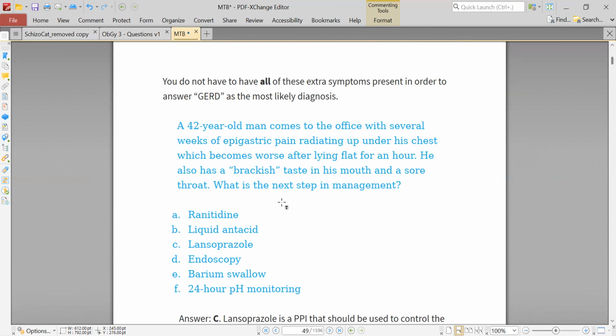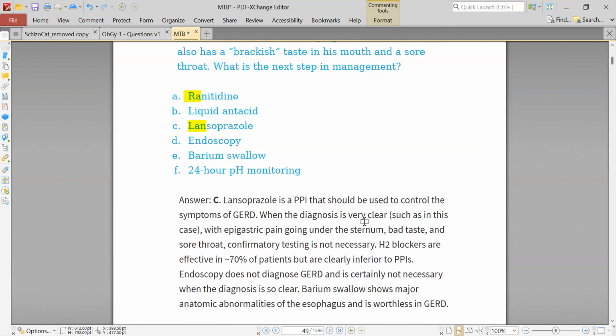So how are you going to treat this GERD? We are going to give proton pump inhibitors. There are two here, lansoprazole and ranitidine. We prefer lansoprazole more. Lansoprazole is a proton pump inhibitor. Ranitidine is an H2 blocker.